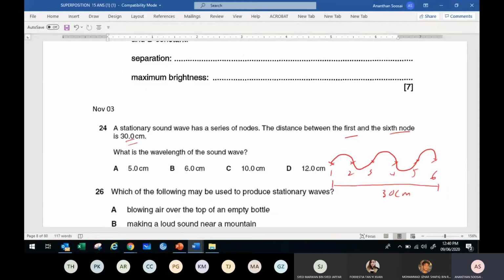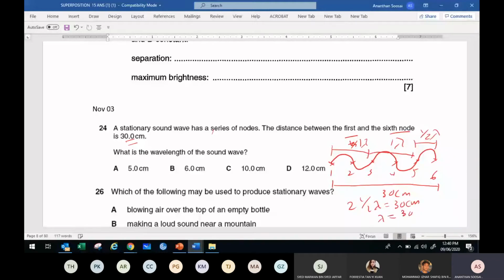So what is the wavelength? Okay, many of you say D. Is it 12 centimeter? How many wavelength is 30 centimeter? Two loops is one wavelength. It's one wavelength, this is another one wavelength, and this is half wavelength. So the conclusion is 2.5 wavelength is 30 centimeter. So you get the wavelength.